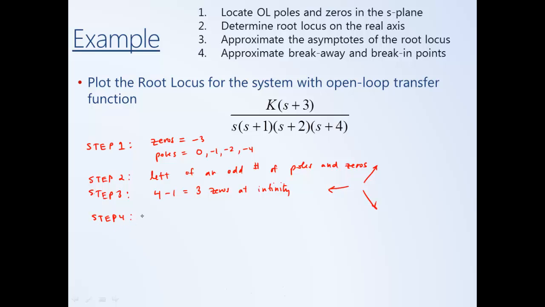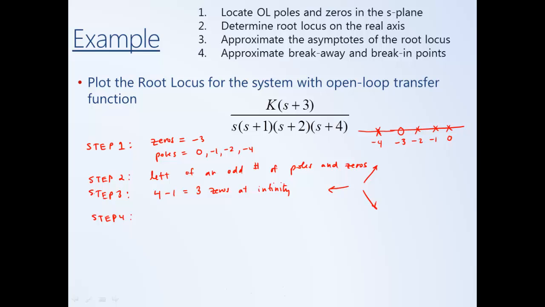Step 4 is to look for breakaway and break-in points. And it turns out, as I mentioned previously, that we will have breakaway points at locations between poles on the real axis. So you can imagine this. Here's our real axis. We've got 0, a pole at -1, a pole at -2, a 0 at -3, and then another pole at -4.